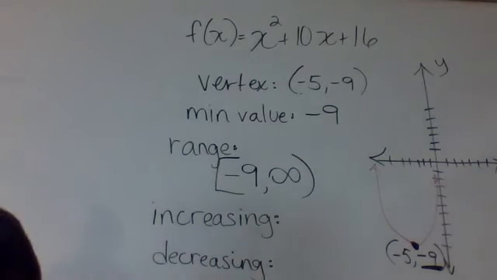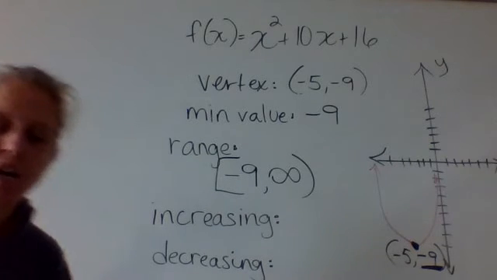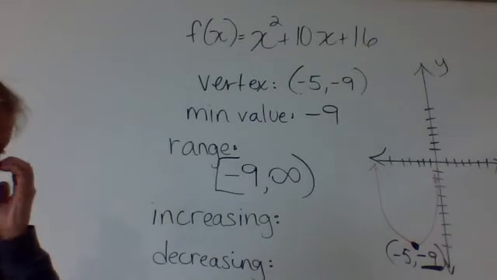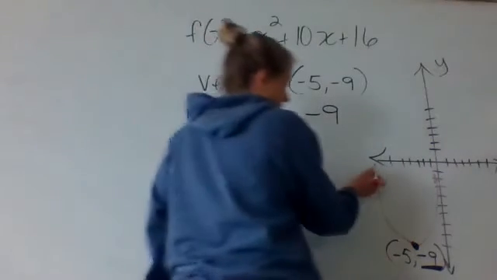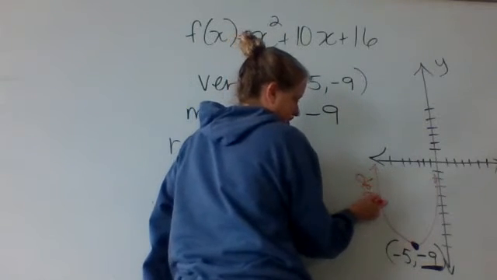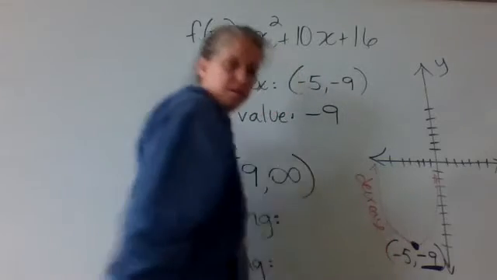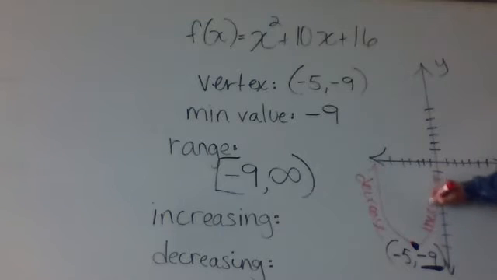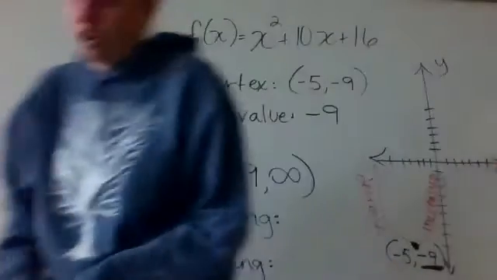All right, the last two questions are saying, where is this function increasing and decreasing? So just looking at it, here on this side, the y's are going down. So this is your decreasing side. Once they get down to here, what are they going to start doing? They're going to start increasing. So this is your increasing side. So I want to say that in interval notation.